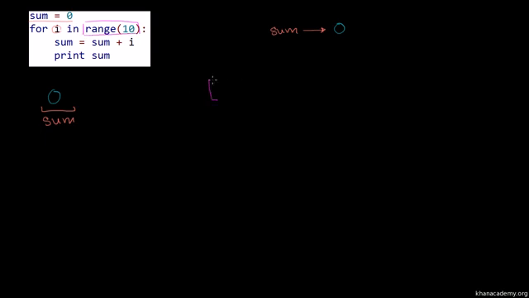So it will generate a list 0, 1, 2, 3, 4, 5, 6, 7, 8, and 9, up to but not including 10. This is 10 elements right over here. And then we go into the for loop. So the first time we go through the for loop, let me write it. I'll think about it two different ways. I'll think about it in the bucket way.